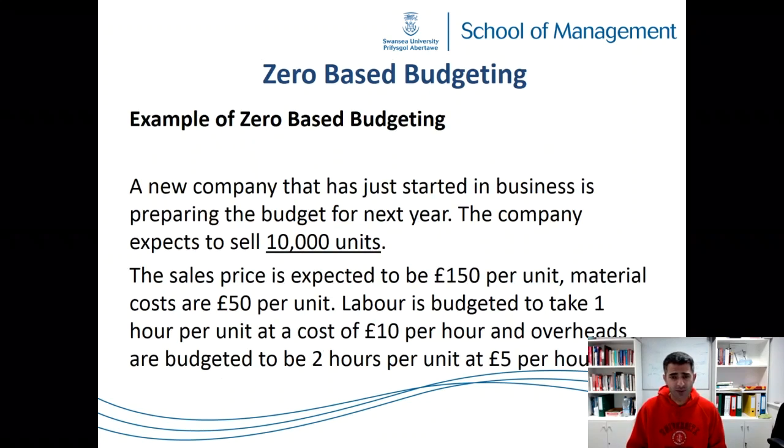Let's have a look at this example for zero-based budgeting. If you look at this company, they're preparing a budget for next year. They expect to sell 10,000 units. The selling price is £150 per unit. The material cost is £50 per unit, so £50 multiplied by 10,000 units. For labor, it takes 1 hour per unit at the cost of £10 per hour, and overheads take 2 hours per unit at £5 per hour. Okay, very simple, easy, right?